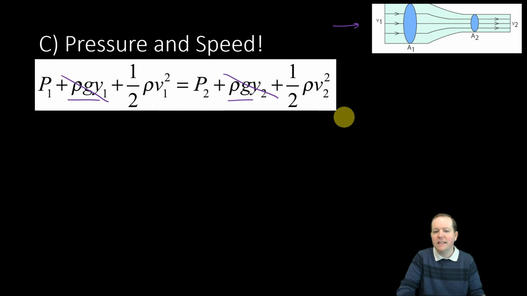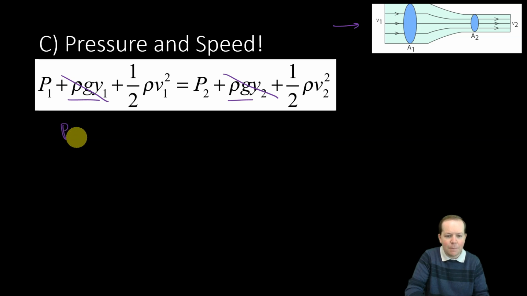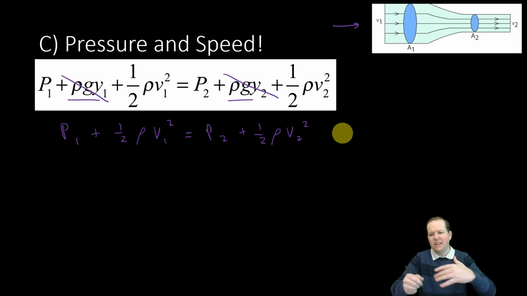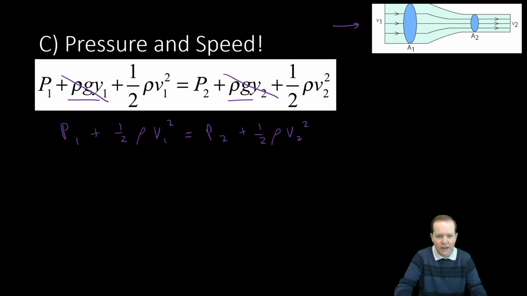So if those two things cancel out, what I have is that P1 plus 1/2 rho times V1 squared equals P2 plus 1/2 rho times V2 squared. We're also going to say, let's say it's just water. It's the same fluid. So they don't really cancel out, but these rho terms, these densities, are the same in each equation. So that's not changing.